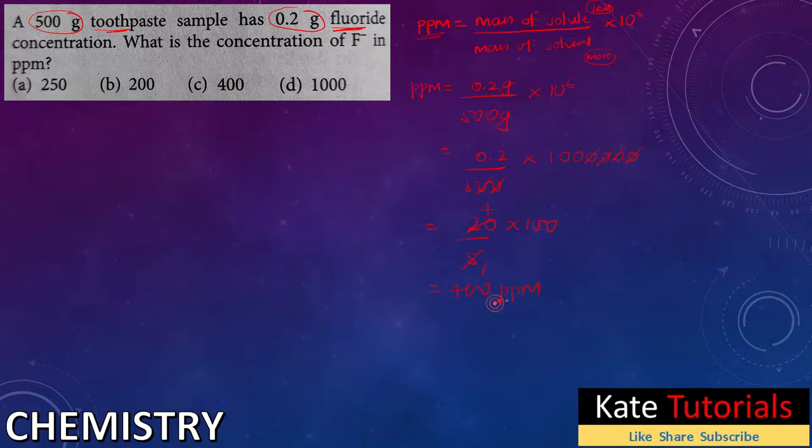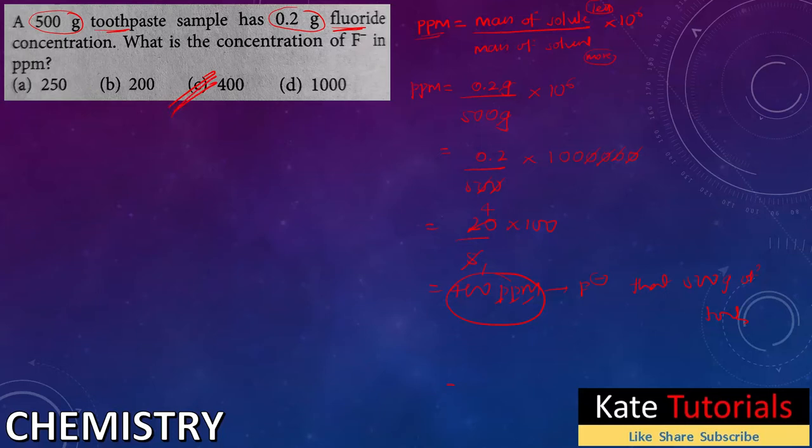400 parts per million means 400 parts of solute, that is fluoride, is present in 500 gram of solvent, that is toothpaste. So what is the ppm? That is 400 ppm. So the answer is C.